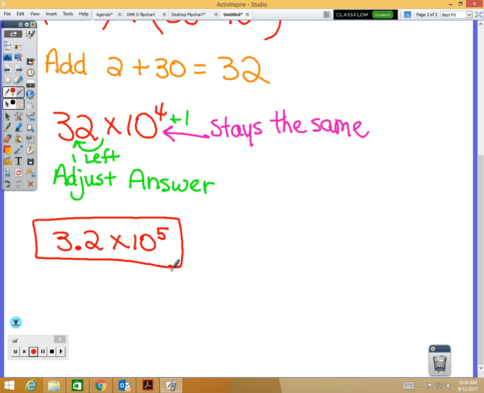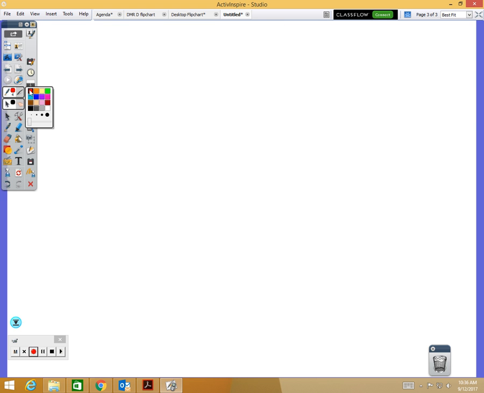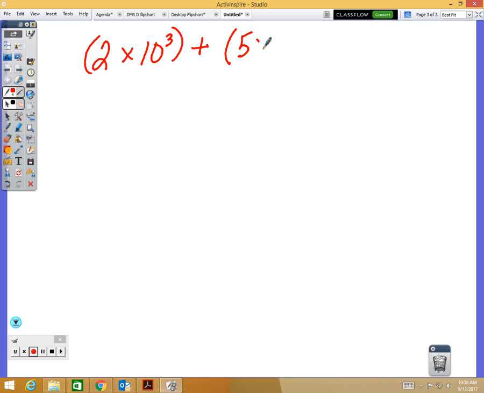We're going to do another one. We have multiple ones to do. All right, let's try another one. So let's write the problem 2 times 10 to the 3rd plus 5 times 10 to the 5th.